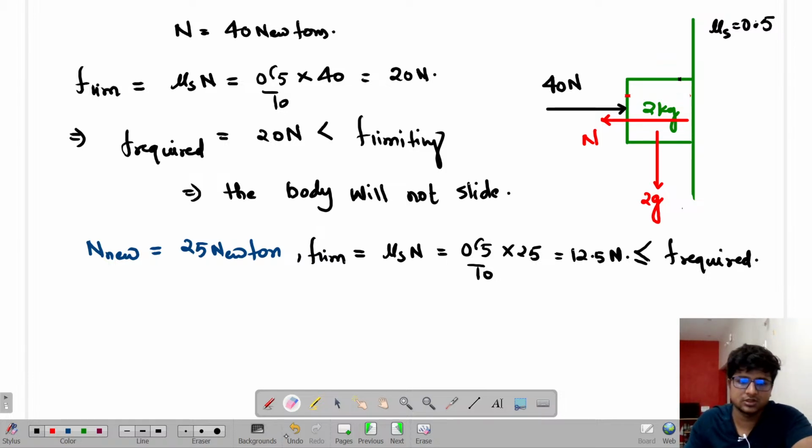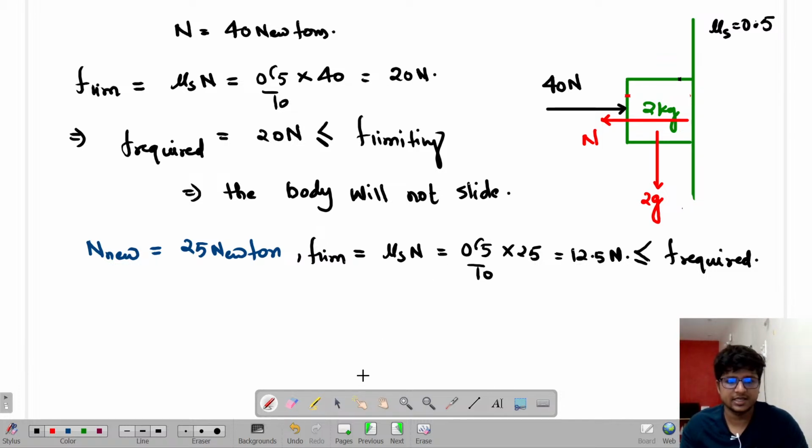Okay, think, what is the value of friction with us? Means F limiting is this much. F limiting is how much? 20 Newton. And if I look into F required, F limiting is 20 Newton, and F required is how much? 20 itself. Is that clear or not? So which is basically less than or equal to my F limiting, correct? So the body will not slide.